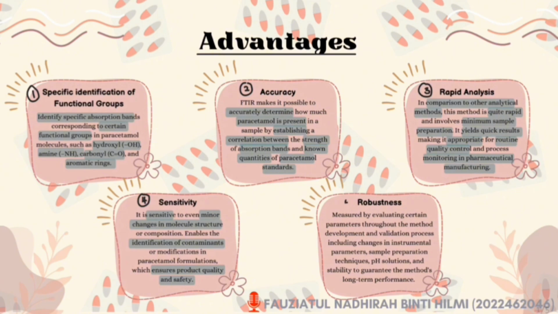And then for robustness, it is measured by evaluating certain parameters throughout the method, which is its validation process. These include changes in instrumental parameters, sample preparation technique, pH of solution, and stability, which can guarantee the method's long-term performance.